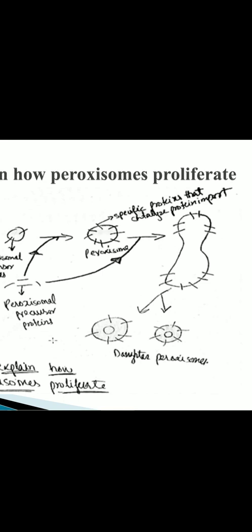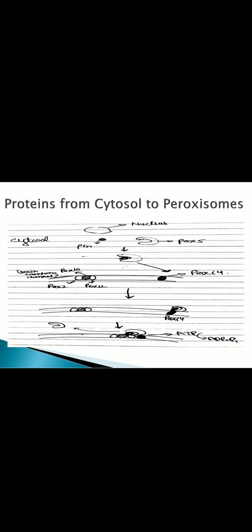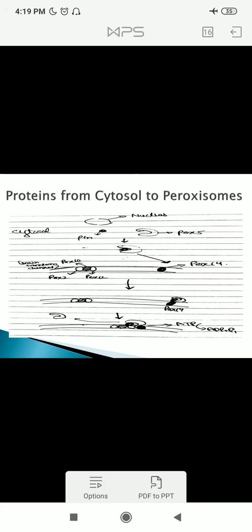So from one cell, they are able to form two daughter cells, as we can see in this diagram. There is also another mechanism for the protein transport. It is directly from the cytosol to the peroxisomes. As the mRNA is coming from the nucleus here, then they form the proteins in the cytosol.